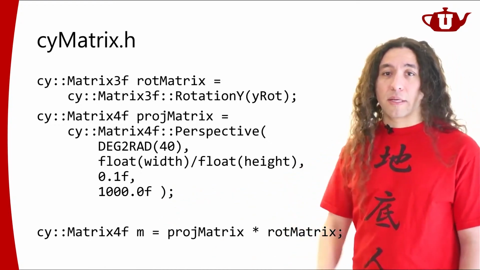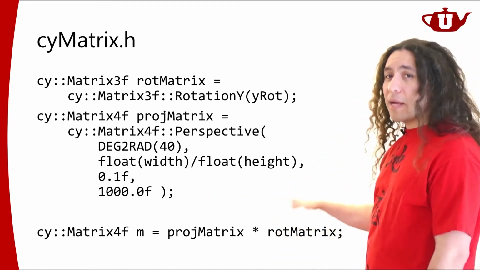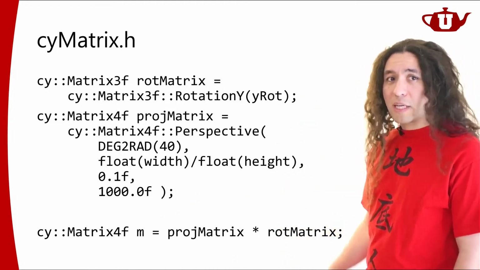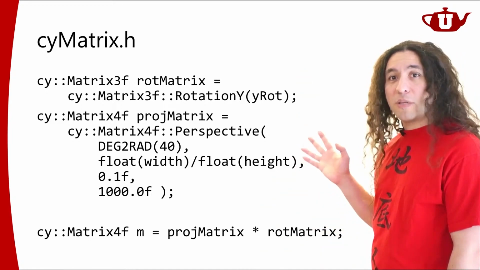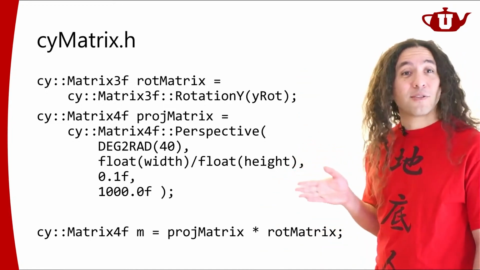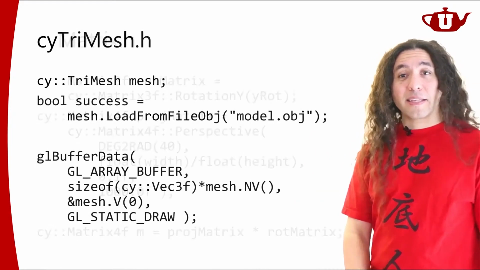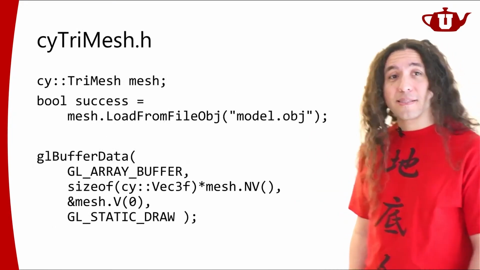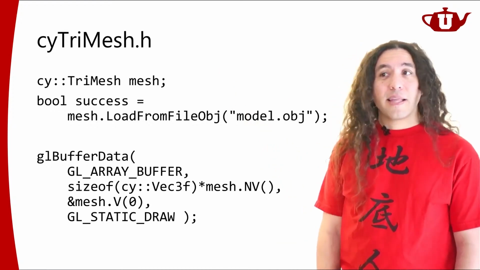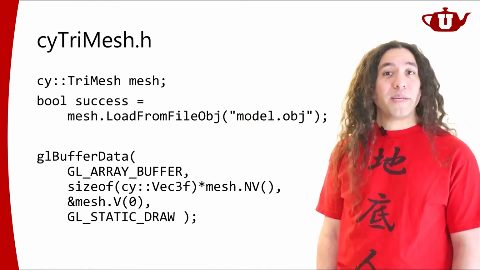So you can get the multiply matrix. I'm not giving you the full solution of how you do transformations, but this should give you enough hints as to how you could maybe handle transformations. Another thing that you might need is this TriMesh class that will allow you to load OBJ files.